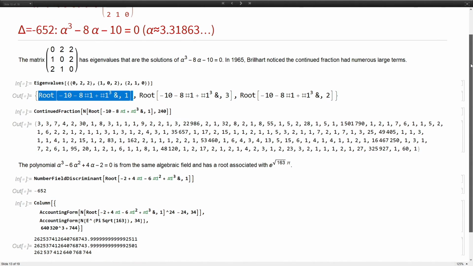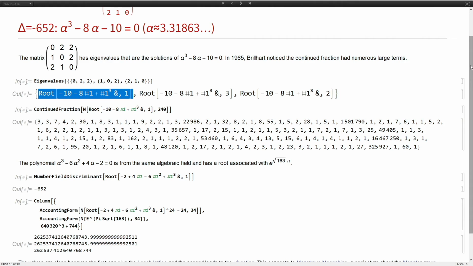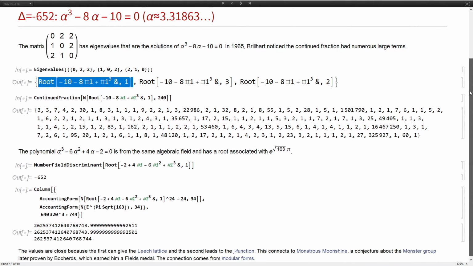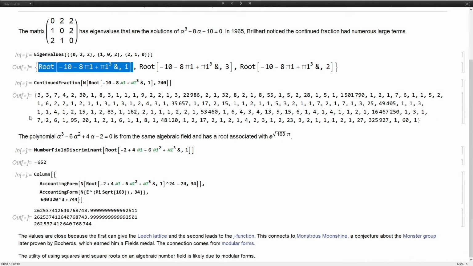And when Brillhart looked at this in 1965, he noticed that the continued fraction was bizarre, and he didn't understand why. So it turns out the reason why, here's an example. We'll take a look at a similar root that's in the same number field. This discriminant's the same. Raise it to the 24th power minus 24, and compare that to e to pi times the square root of 163. And you can see that the numbers are very close to each other for 32 decimals of accuracy.